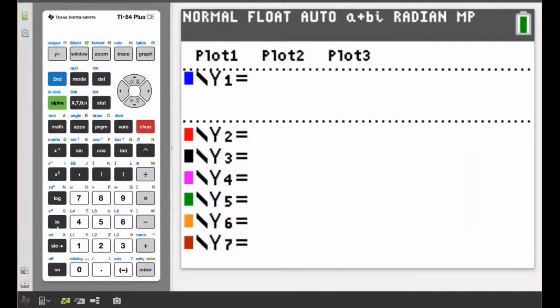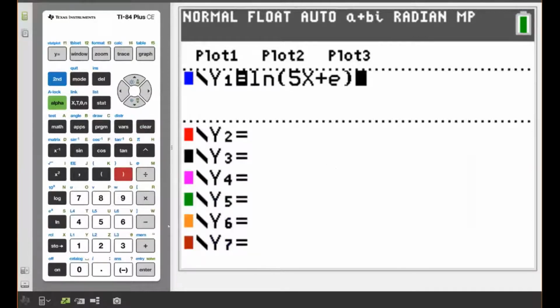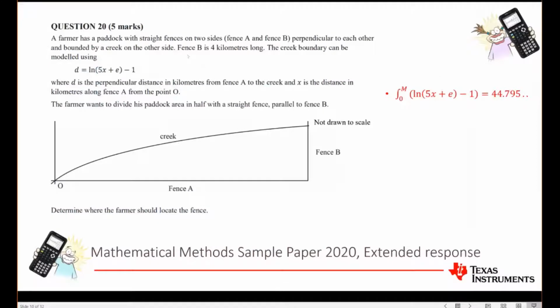So ln 5x plus e minus 1. Perfect. So there's my equation. Okay, so this question, we're told a couple of things.